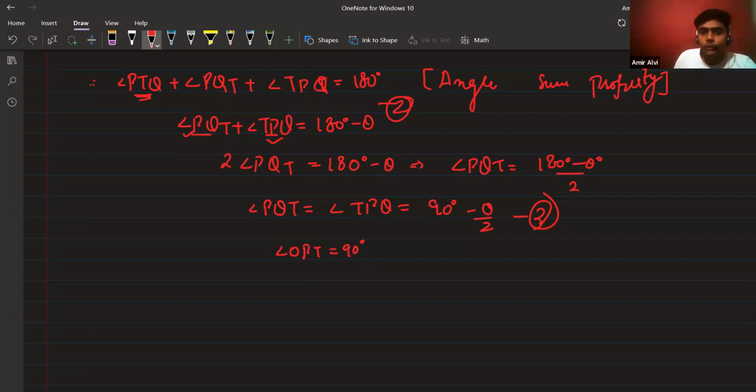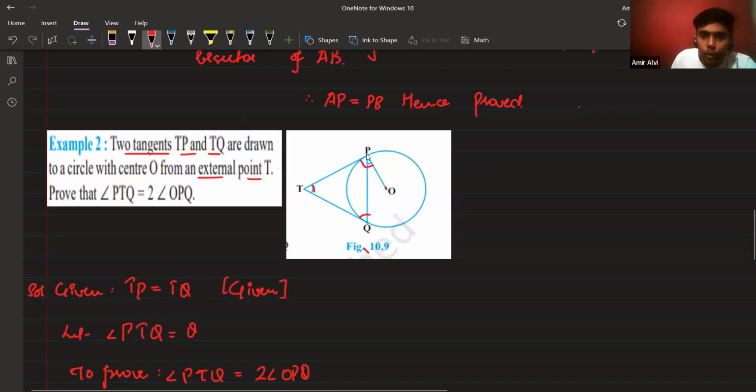If I break the angle OPT, it would be nothing but OPT and QPT. Two angles are there, this half part angle and this angle, and if you add them, it will be 90 degrees. Yes, sir.